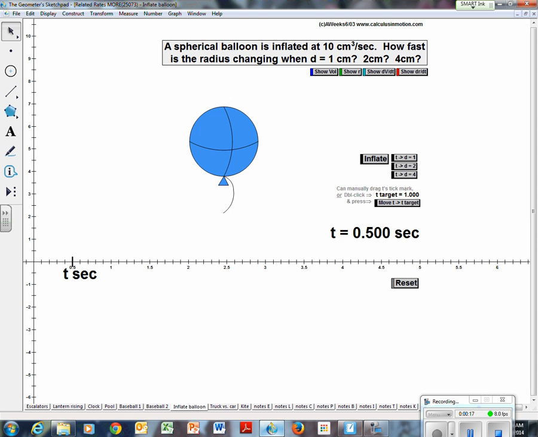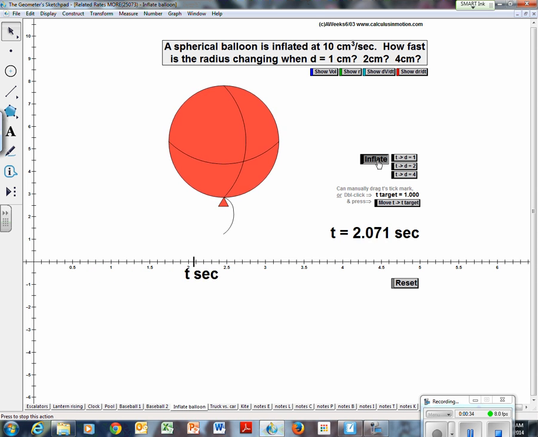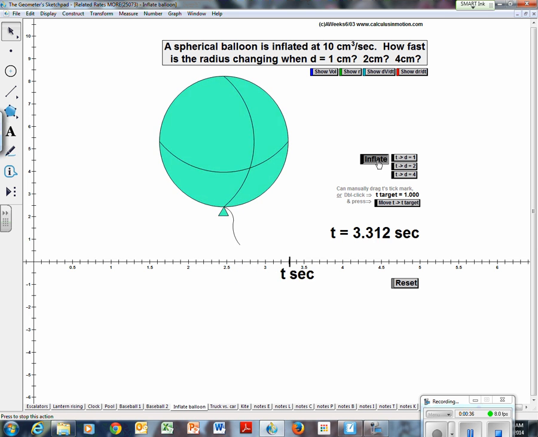inflated. And it talks about a spherical balloon is inflated at a rate of 10 cubic centimeters per second. How fast is the radius changing when the diameter is 1 centimeter, 2 centimeters, or 4 centimeters? So we'll just hit inflate. Notice the balloon getting larger and larger and larger.